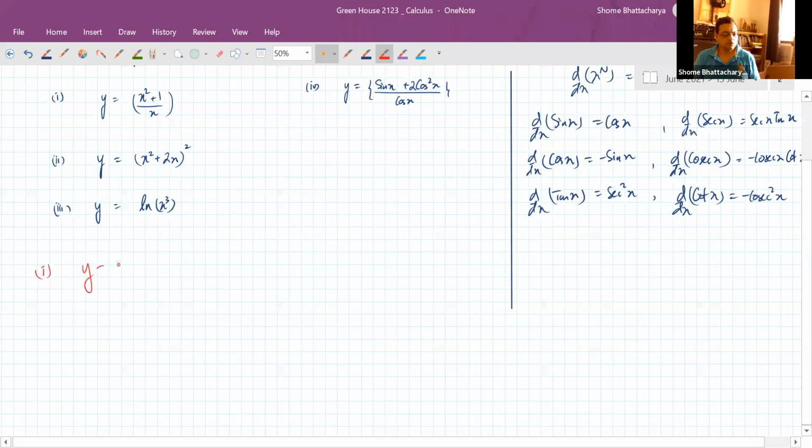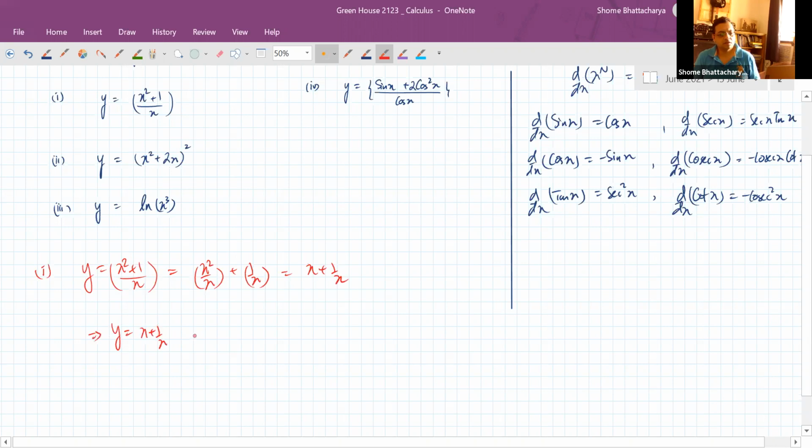So y is equal to (x square plus 1) upon x. We can also differentiate by quotient rule, but we won't be using that here. I will just simplify this. I'll write this as x plus 1 by x. So y is equal to x plus 1 by x.